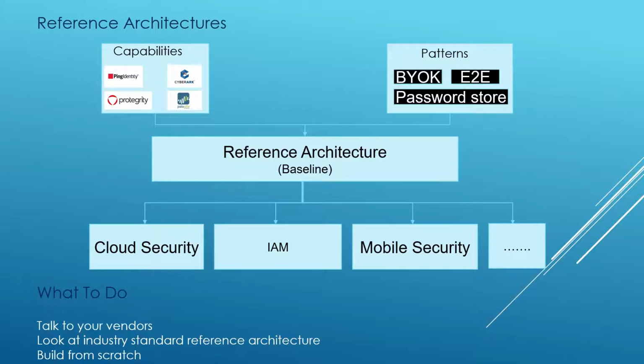The next place you may want to look at is various industry standard reference architectures. For example, organizations like Cloud Security Alliance, they all have some sort of reference architectures. Instead of trying to build our own reference architecture, we can take that and customize it according to our capabilities and our patterns. If you cannot find anything, you may have to end up building it from scratch. So you can have reference architecture for cloud, identity access management, mobile security, and so on and so forth.